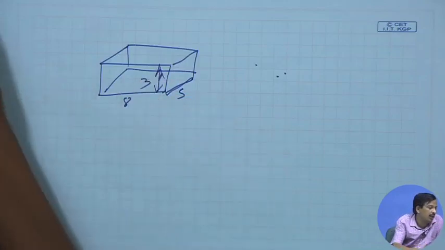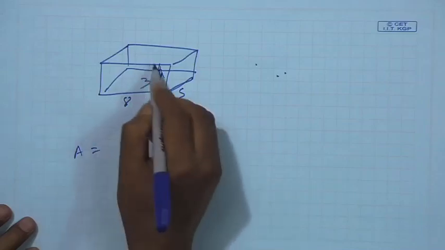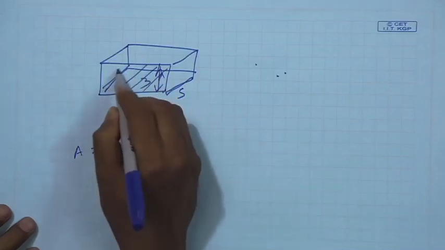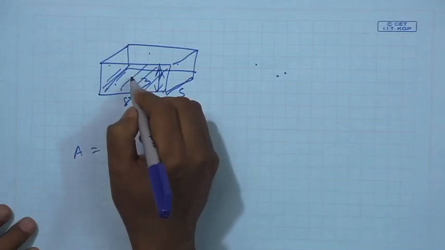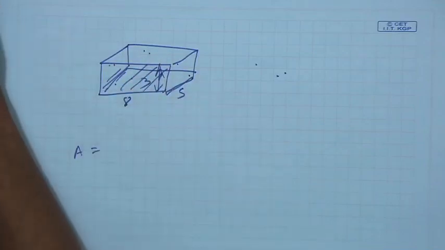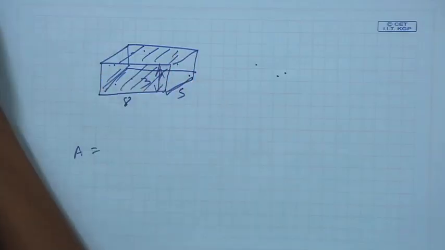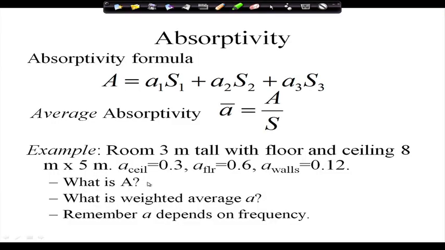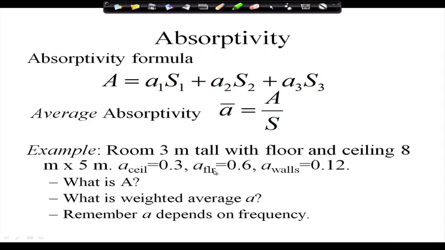So, I said that the ceiling, floor and wall have different absorptivity. Now, what is A? A is nothing but the surface area multiplied by the absorption coefficient. The four walls are there, so I can calculate the area of the four walls multiplied by the wall absorption coefficient, plus the area of the ceiling multiplied by the ceiling absorption coefficient, plus the area of the floor multiplied by the floor absorption coefficient. Okay. Then I get A.